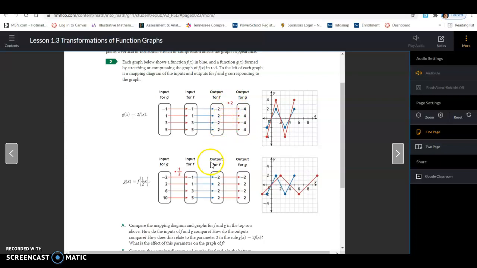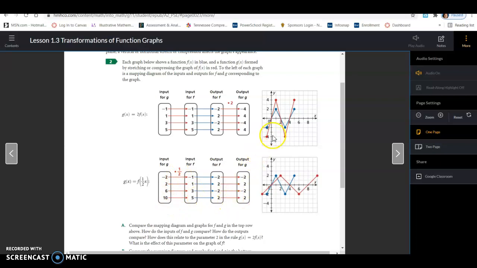Now, down here, we've got 1/2 times x, not f of x. Up here we're multiplying 2 times f of x. Down here we've got half of x. So that's why we've got the multiplier on x, your input. Remember, your input is your domain and your output is your range. So we're going to do each number times a half. Half of -2 is -1. Half of 2 is 1. Half of 6 is 3. Half of 10 is 5, and so on.